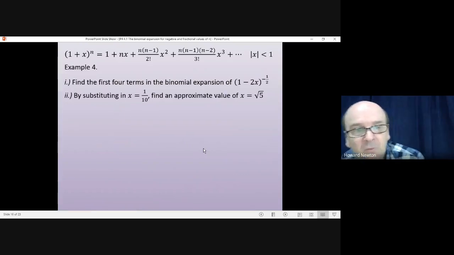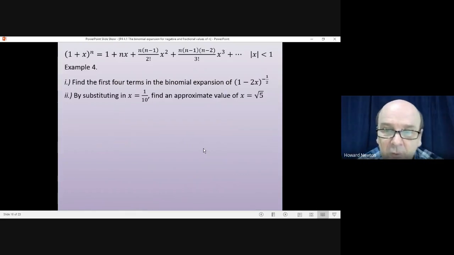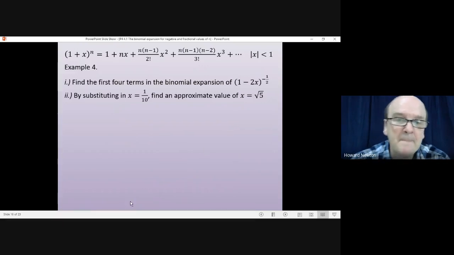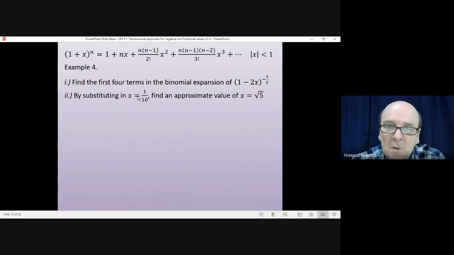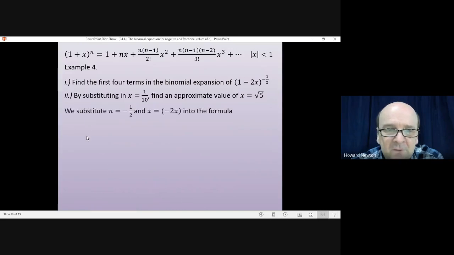Okay, example 4. Find the first 4 terms in the binomial expansion of 1 minus 2x to the power of minus a half. And then by substituting x equals 1/10, find an approximate value of root 5. 2 parts to the question. The first part is identical to what we've been doing on the previous questions. So let's just worry about that for the moment.